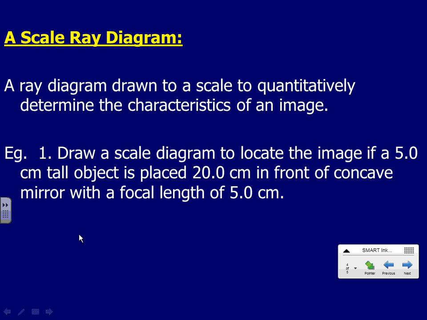All right. So I've got it on the screen in front of me. It asks, and you've got it written down: draw a scale diagram to locate the image if a 5 centimeter tall object is placed 10 centimeters in front of a concave mirror with a focal length of 5 centimeters. All right? Now, this is where we've got to draw our scale diagram, and there's a little trick to this.